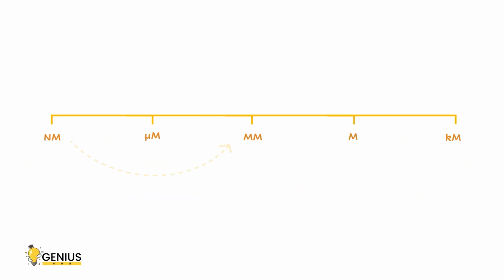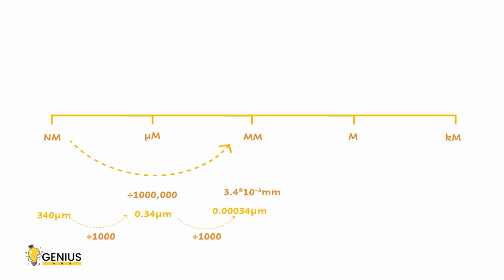If converting between non-adjacent units, such as 340 nanometers to millimeters, you can either divide directly by 1 million or break it down. First, divide 340 nanometers by 1,000 to get 0.34 micrometers, then divide by 1,000 again, yielding 0.00034 millimeters, or 3.4 times 10 to the power of minus 4 millimeters.